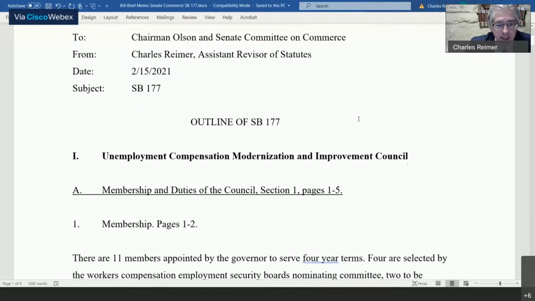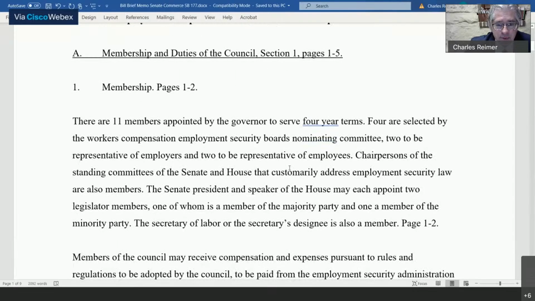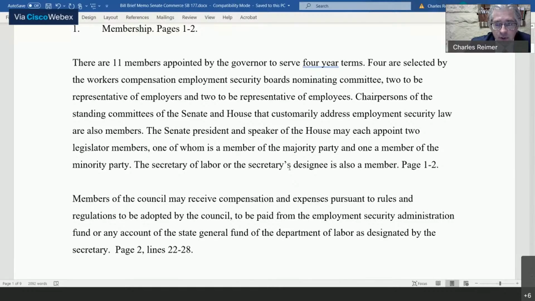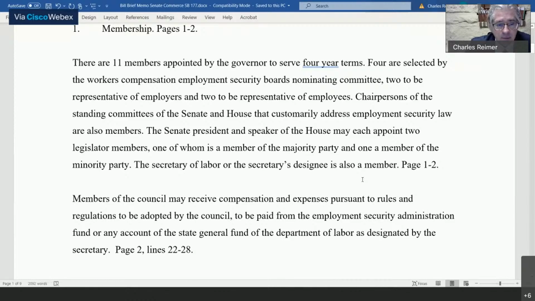First of all, you'll see that we are adding a council to assist the Secretary of Labor in carrying out the program. The first section of the bill deals with the membership and duties of the council. There are 11 members appointed by the governor to serve 4-year terms. 4 are selected by the Workers' Compensation and Employment Security Board's nominating committee, and 2 of those are to be representative of employers, 2 to be representative of employees.